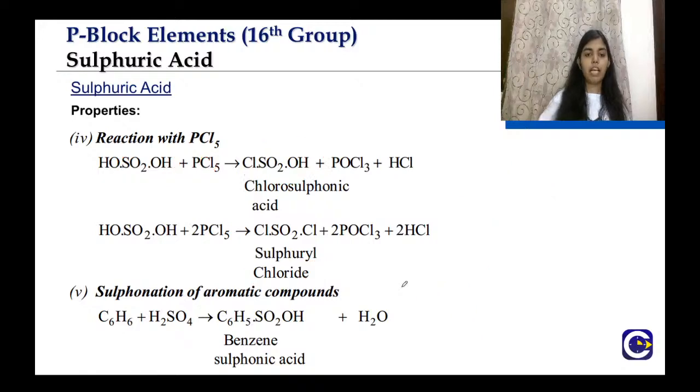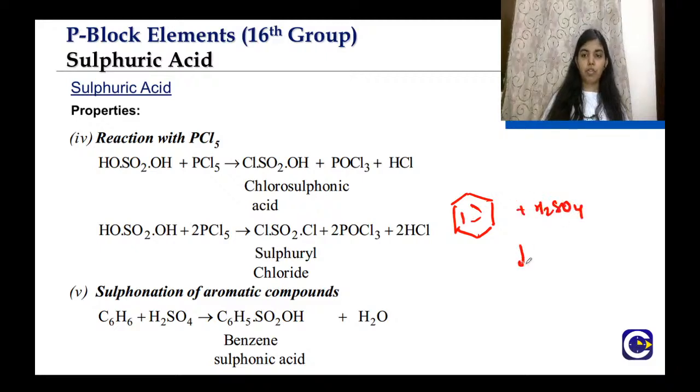Sulfonation of aromatic compounds. If you take benzene and react it with H2SO4, here the formation of benzene sulfonic acid, that is benzene with the SO3H group, takes place. So sulfonation of aromatic compounds takes place. This you will learn in organic chemistry also.